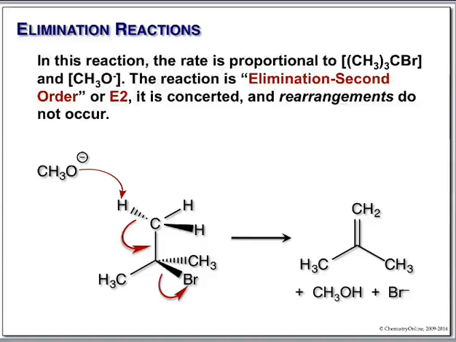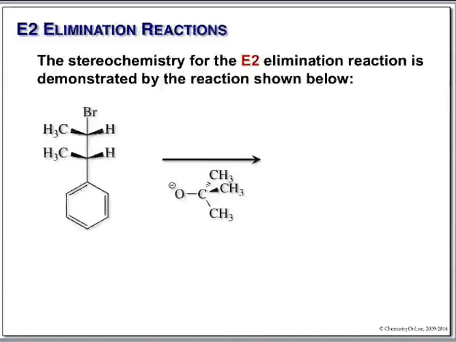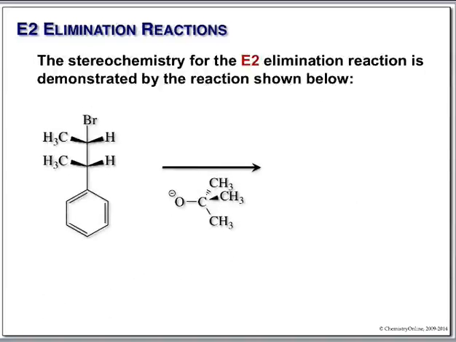Because we're doing an elimination here, and because our base is pulling off this hydrogen at the same time that our leaving group is leaving, this is bimolecular. They're both in the transition state. It's not substitution anymore, it's elimination. Therefore, we call this E2. Elimination bimolecular. All right.